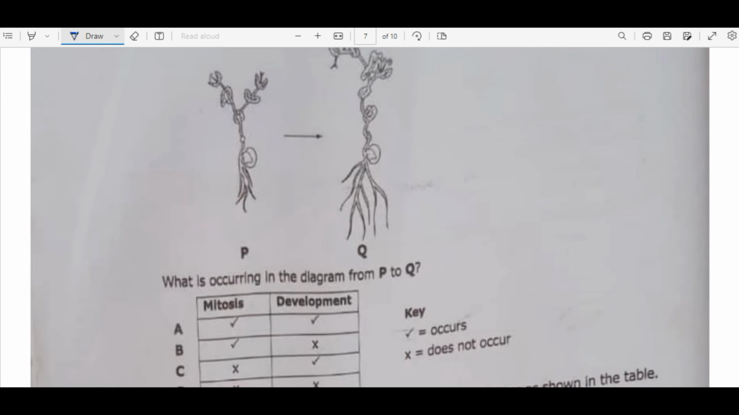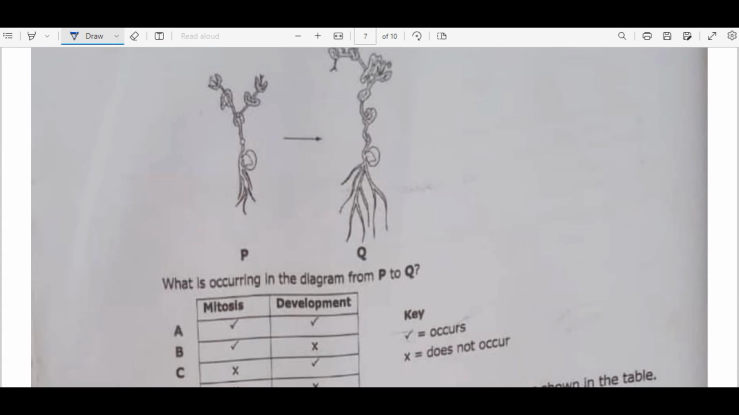Okay, so we have development and mitosis, and then mitosis occurs, and then development. So meaning that we disqualify B, and then mitosis, and then we disqualify even C. So meaning that the answer is A. So the answer there is, okay. So we can move.